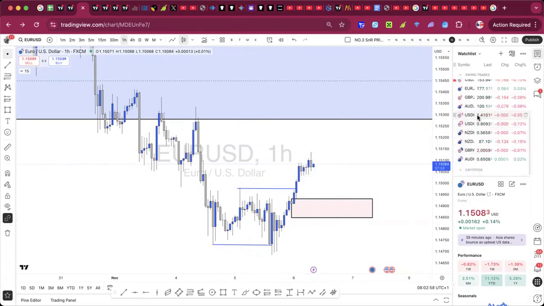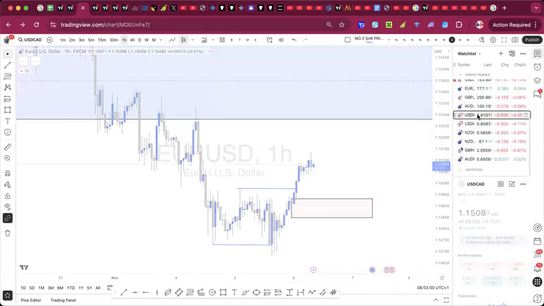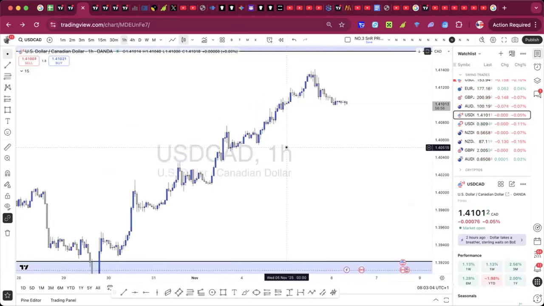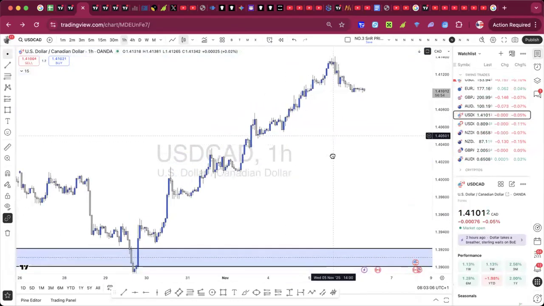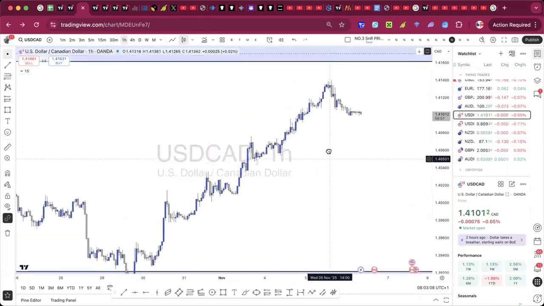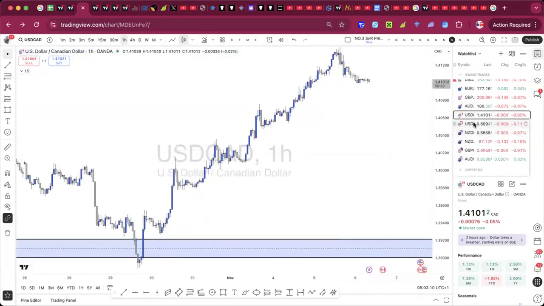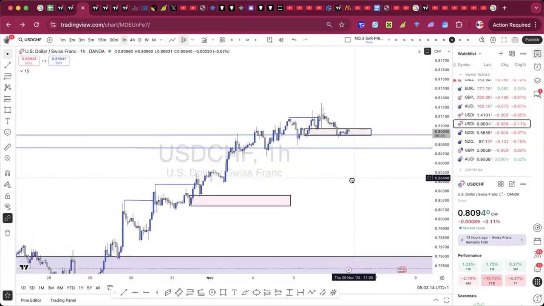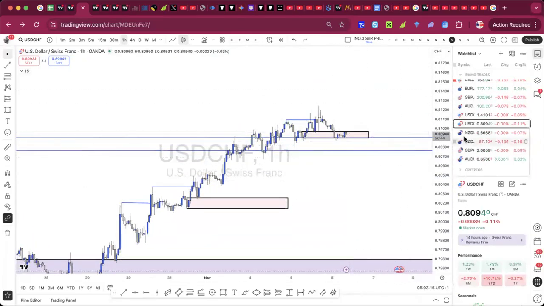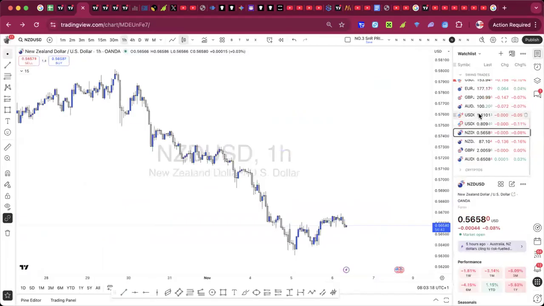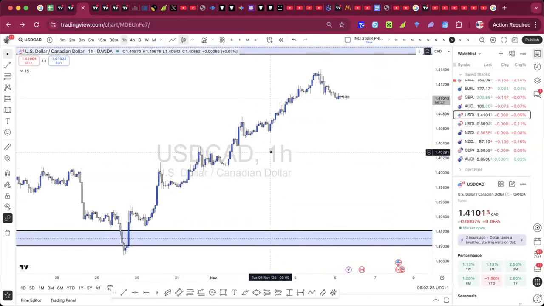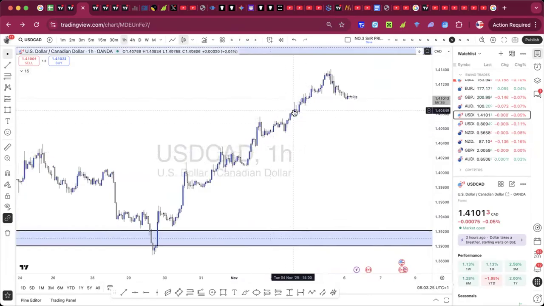You saw the USD CAD that we just did. The same thing. I think it was the USD CAD. We did the USD CAD just now. Okay, no, was it? No, it was USD CHF. Okay, it was USD CHF. So we saw USD CAD. Okay. Now I see it moving massively.